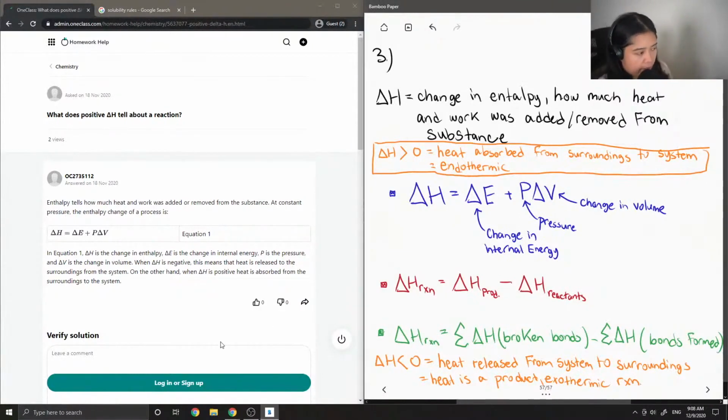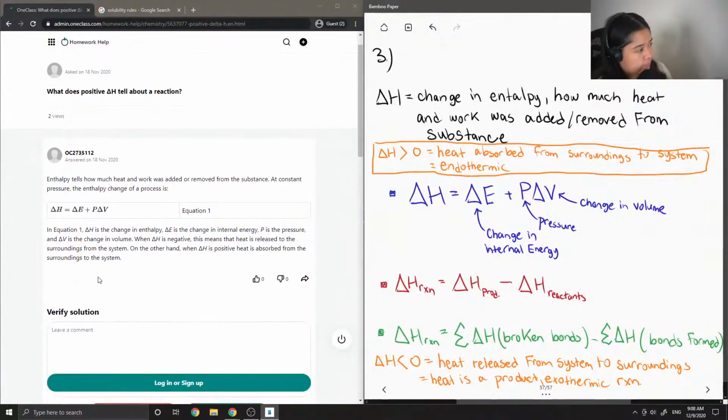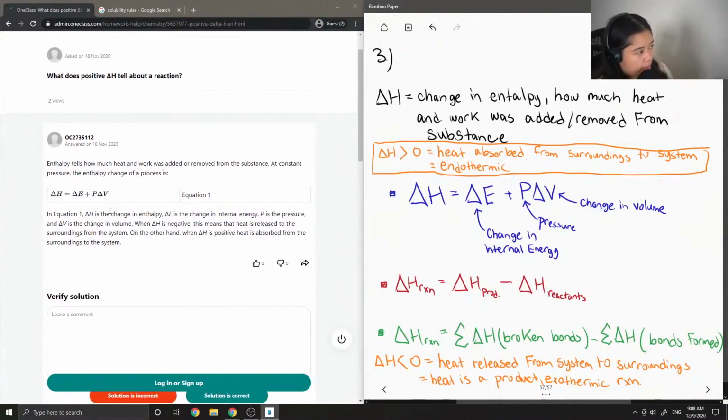Okay, so let's see what the junior tutor said. Enthalpy tells how much heat and work was added or removed from the substance. At constant pressure, the enthalpy change of process is delta H is equal to delta E plus P times delta V. In equation 1, delta H is the change in enthalpy, delta E is the change in internal energy, P is the pressure, and delta V is the change in volume.